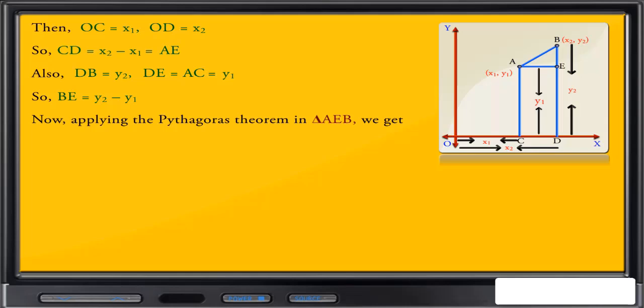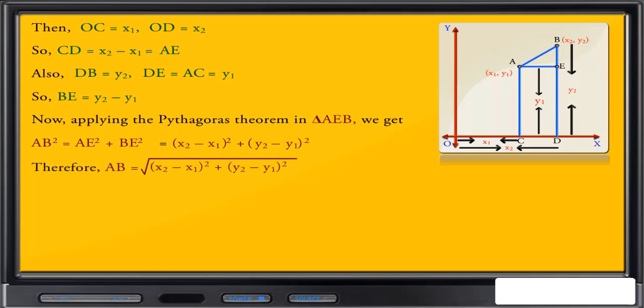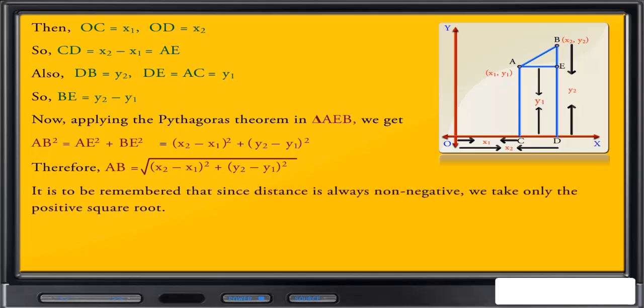Now, applying the Pythagoras theorem in triangle AEB, we get AB square is equal to AE square plus BE square, which is equal to (x2 minus x1) whole square plus (y2 minus y1) whole square. Therefore, AB is equal to under root of (x2 minus x1) whole square plus (y2 minus y1) whole square. It is to be remembered that since distance is always non-negative, we take only the positive square root.